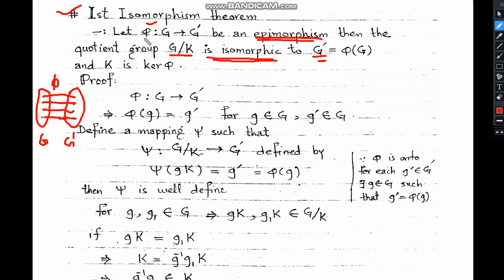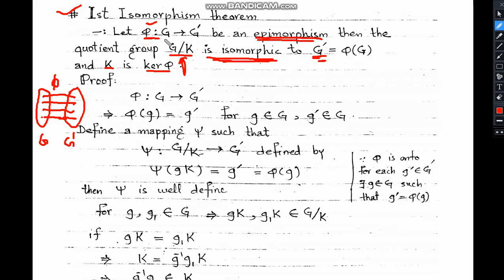I am repeating again. Phi is an epimorphism, and we wish to show that G upon K, where G upon K is the quotient group, is isomorphic to G dash. Here K is the set of elements which are mapped onto the identity. It means the elements of K form the kernel. So let's discuss the proof of this theorem.